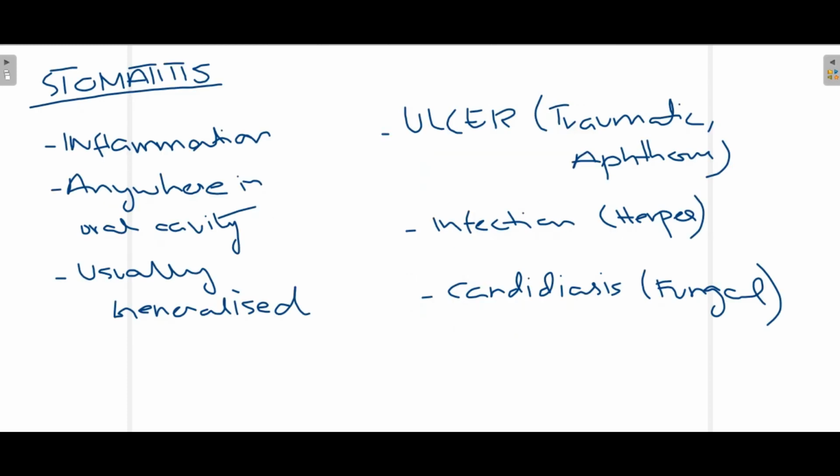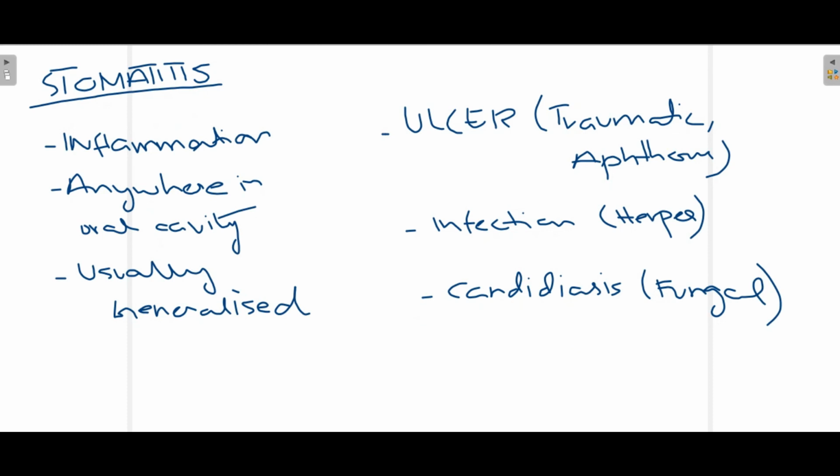Now, lastly, talking about one broader descriptive term that is used in oral and maxillofacial pathology, it's stomatitis. We all know that itis at the end of any word in medical terminology means inflammation, and stoma means mouth. So stomatitis means there is inflammation of your oral cavity or inflammation of your mouth. This can occur anywhere in your mouth, and it is usually generalized. By generalized, we mean that the inflammation is present throughout your mouth.